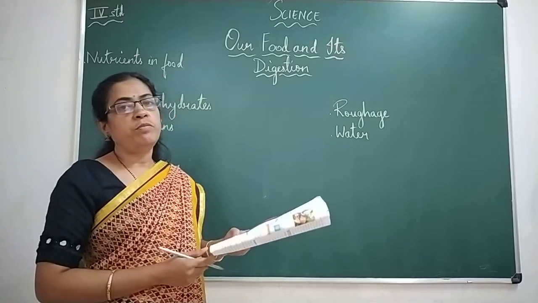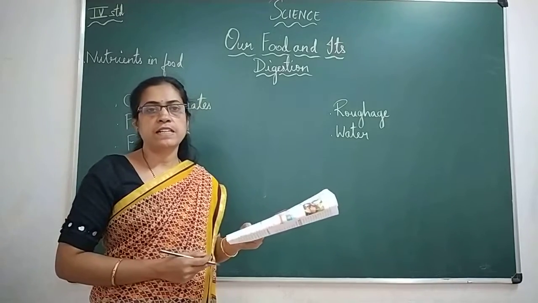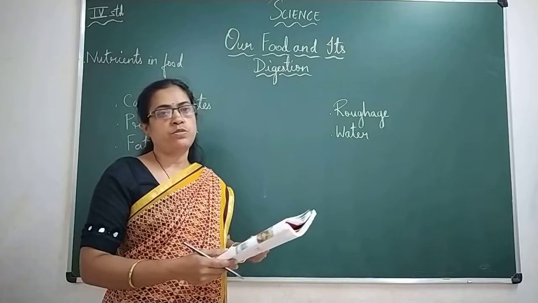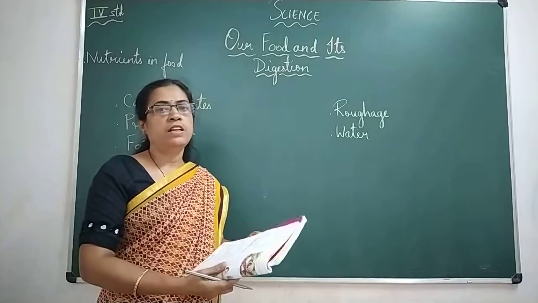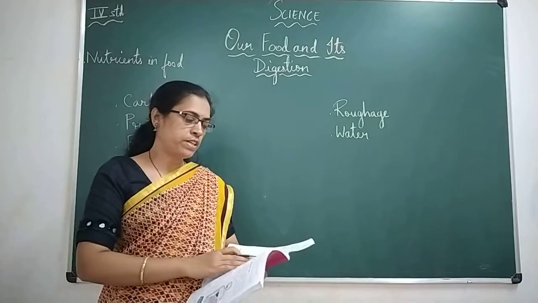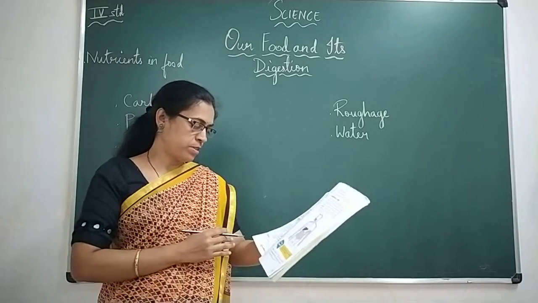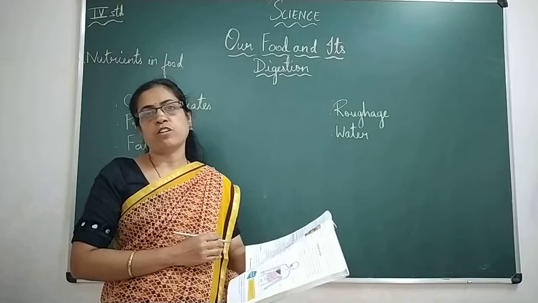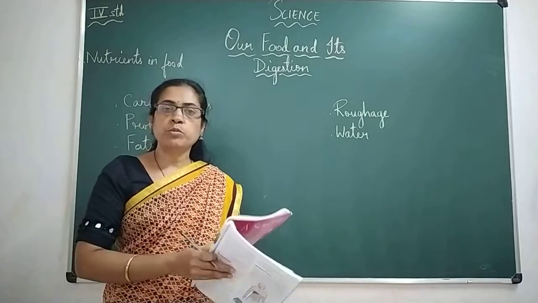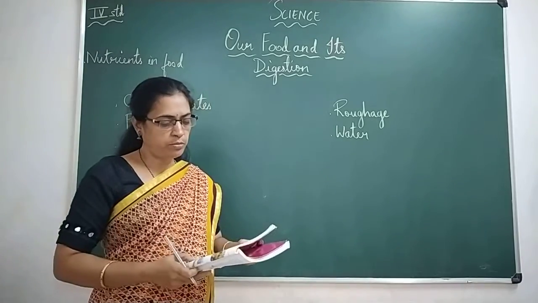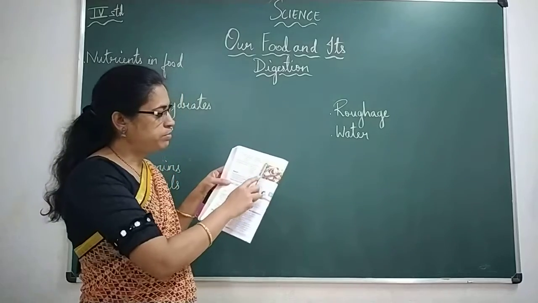We get roughage from leafy vegetables, salads, cereals and fresh fruits. Okay, it helps to remove the waste material from our body. The roughage cannot be digested by our body, but it helps to remove the waste material from our body. Okay, see the picture here.